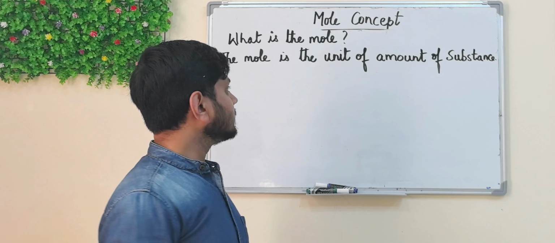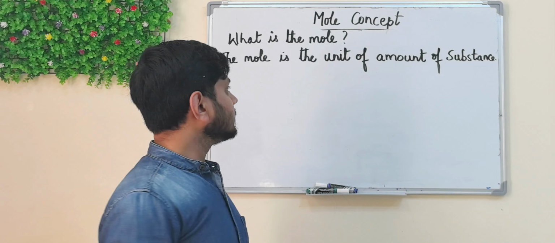6.02 into 10 to the power 23 particles in it. Okay, I'll repeat here. The unit of mole is mol, and 1 mole of any substance, this substance can be anything, but each substance will have 6.02 into 10 to the power 23 particles in it.